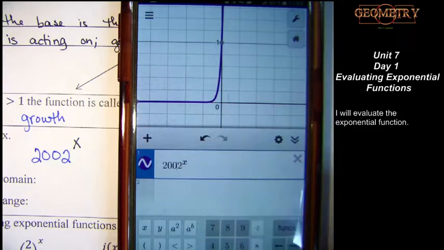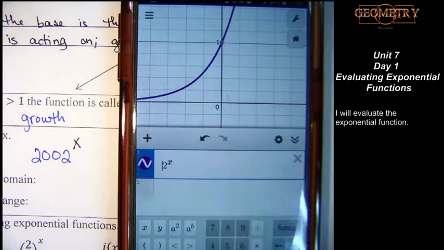Okay, because my calculator has trouble showing this, I'm going to get rid of the 2000, and I'm going to put 2, just to make it a little fatter, because the 2000 makes it really skinny.